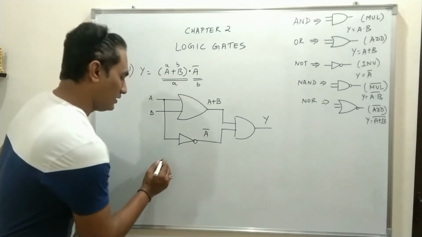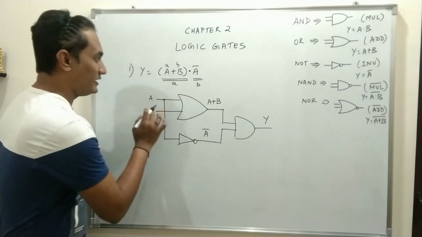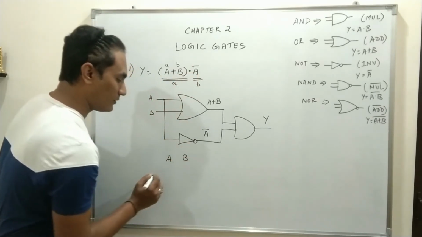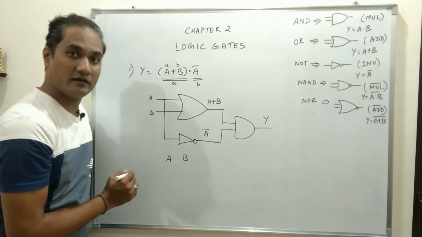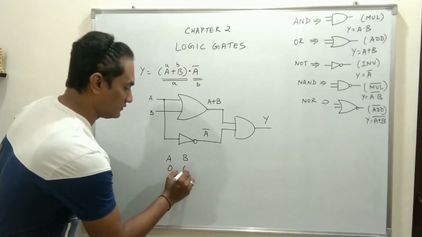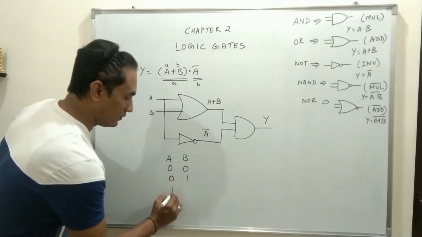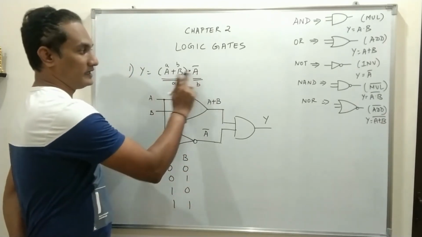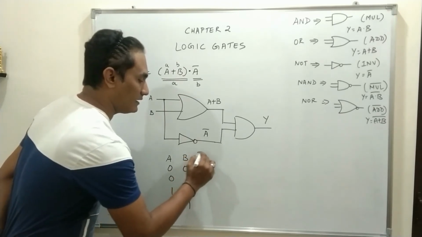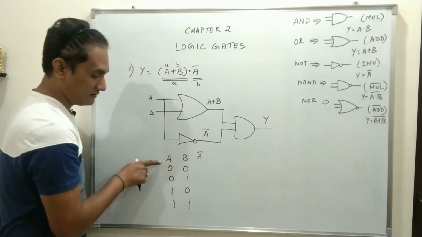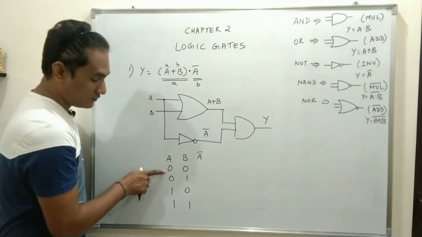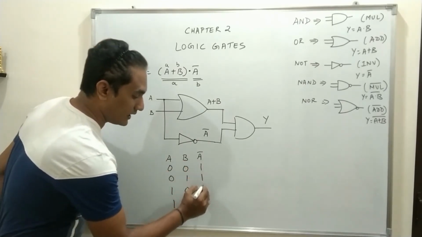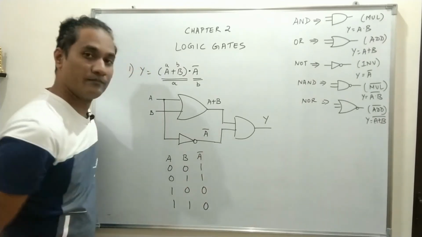Now next, the truth table. How many variables do we have? A, B and A bar. So we write A, B. How many possible combinations of two variables? 4. So it will be 0, 0, 0, 1, 1, 0, 1, 1. And the next variable which we want in the equation is A bar. And what is A bar? It is the complement of A. So what is A? 0, 0, 1, 1. So what will be A bar? It will be 1, 1, 0, 0.